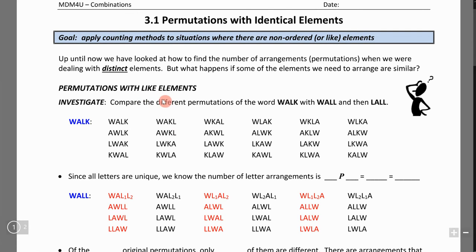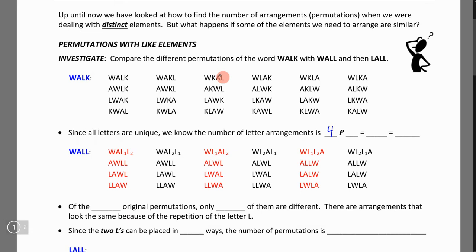Let's investigate and compare the different permutations of the word WALK with the word WALL and then the word LALL. If you look at the word WALK, how many ways can we rearrange the four letters? Here are all of those permutations. If we simply do 4P4, or 4 factorial, we can find the total number, which is 24. You can also just count them in here. So we have 24 different ways of arranging these four letters in the word WALK.